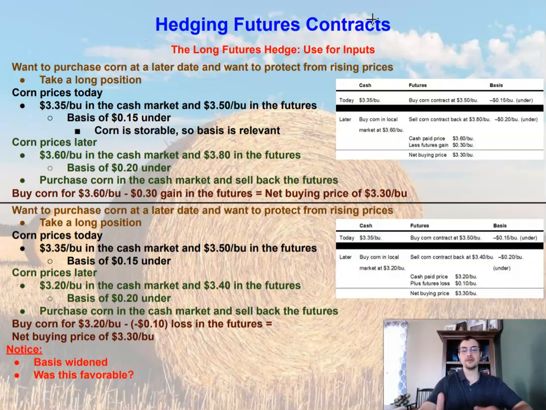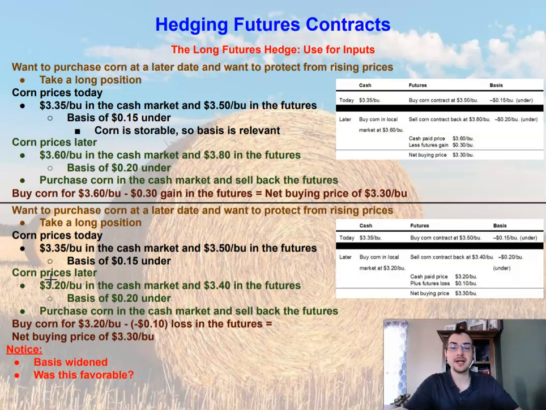So let's go through another example. We talked about what if prices go up. Well, what if they fall? So we're going to take that same example. We want to purchase corn at a later date. We want to protect ourselves from falling prices. So we take the long position. The corn futures price today is $3.35, and the cash market is $3.50, just like up here. The basis is 15 under. Again, corn is storable, so the basis is relevant.